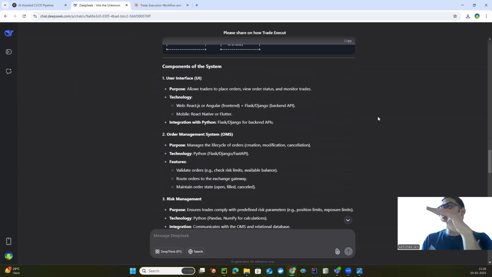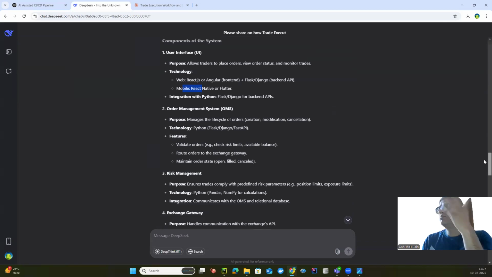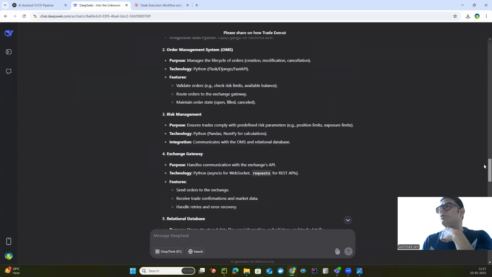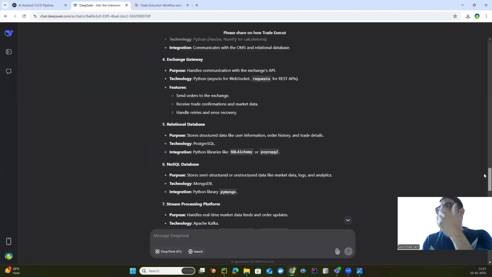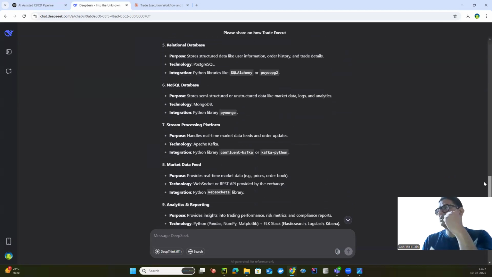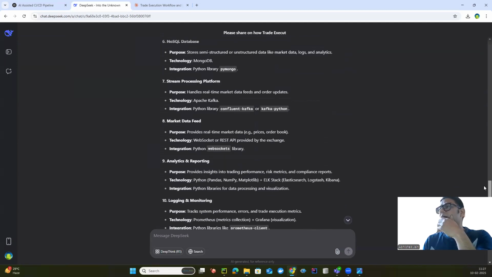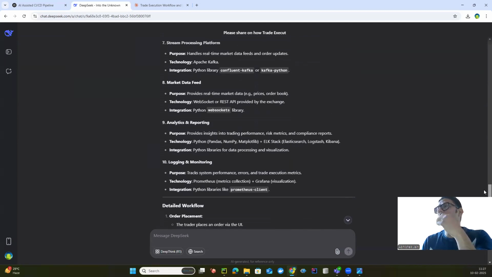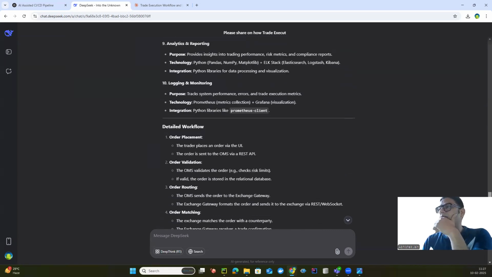User interface technology, right? It seems like DeepSeek is providing more options. For example, if you just see the UI, we can use Flask and Django based. And for order management, Flask, Django, and FastAPI, right? So it included more libraries, so basically it's providing me more options. Risk management, pandas, NumPy, exchange, relational database, NoSQL. It's talking about MongoDB, streaming platform, Kafka, right? Market data feed. It's talking about the market data feed as well, because that is also one important component when it comes to trade execution, analytics and reporting, logging, monitoring, right?